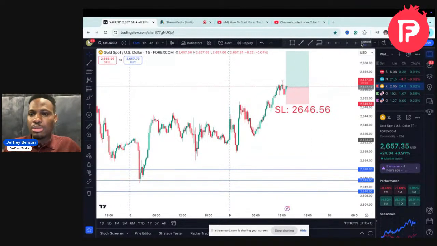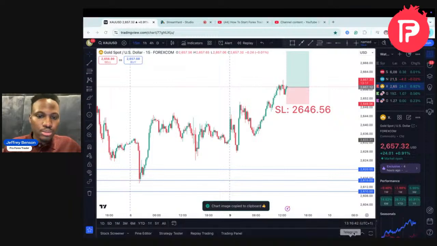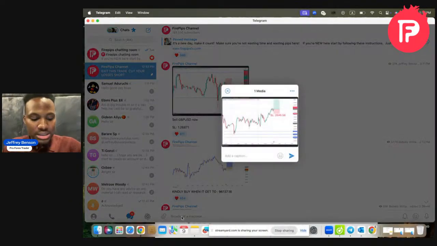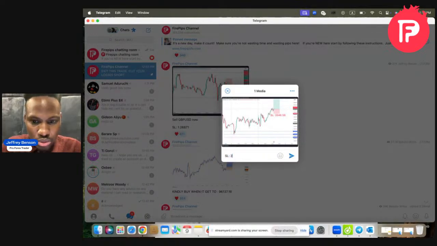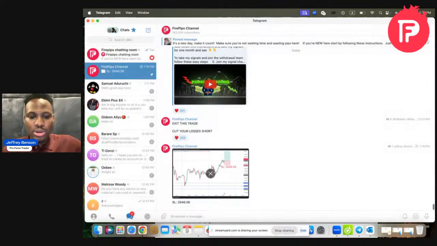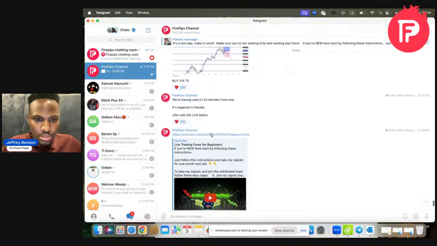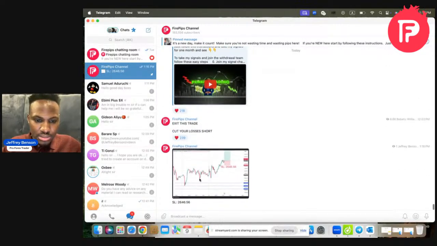Let me take this trade to the group chat. These are the trades that I've called, just in case, for those who are not in class. So SL 2646 point. I hope that makes sense.